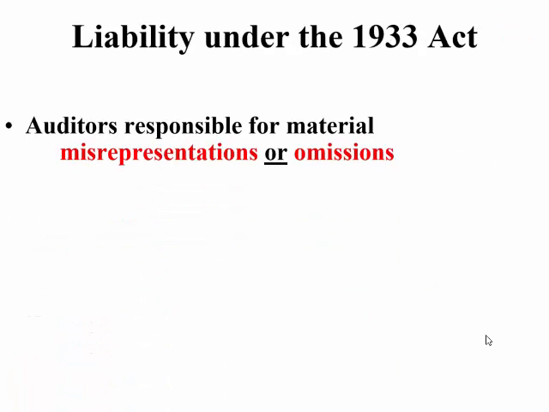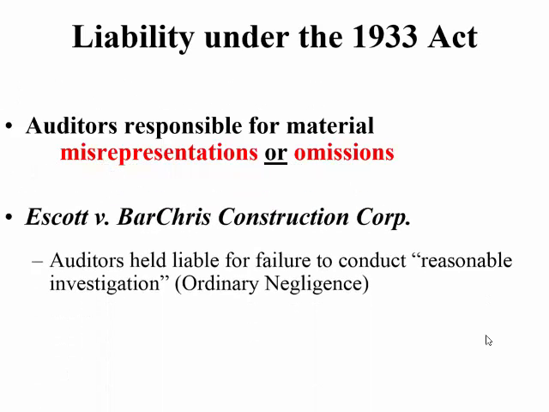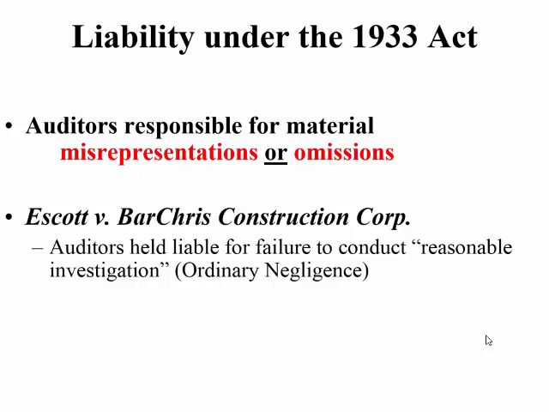So, auditors are responsible for material misrepresentations or omissions. In Escott v. BarChris Construction Corporation, auditors were held liable for failure to conduct a reasonable investigation, ordinary negligence. So, you were liable for ordinary negligence under the 1933 Act.